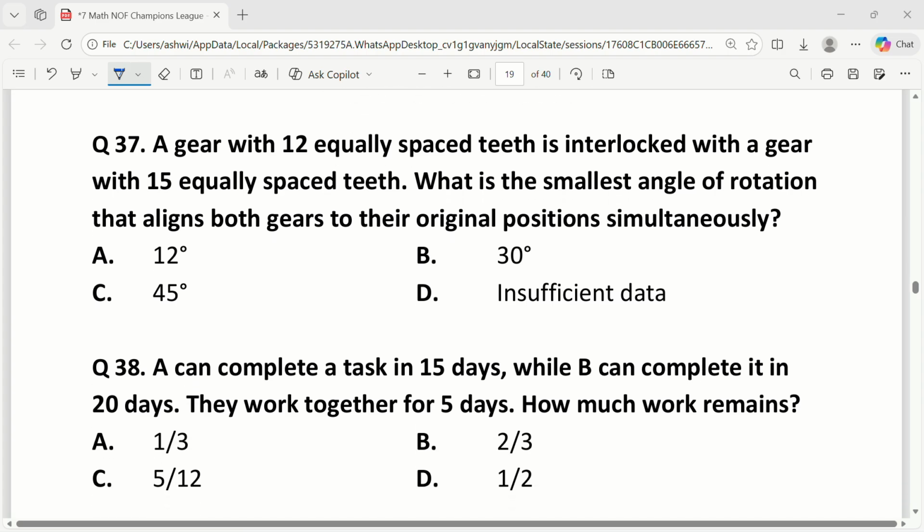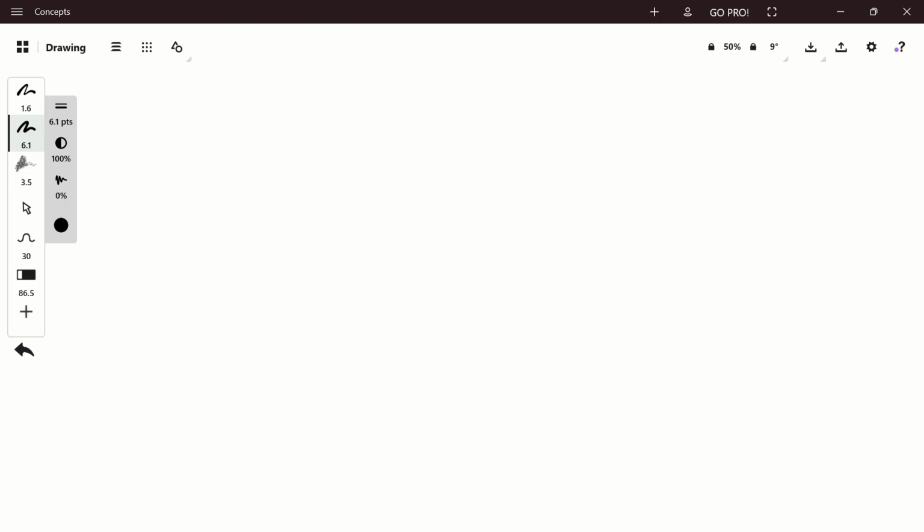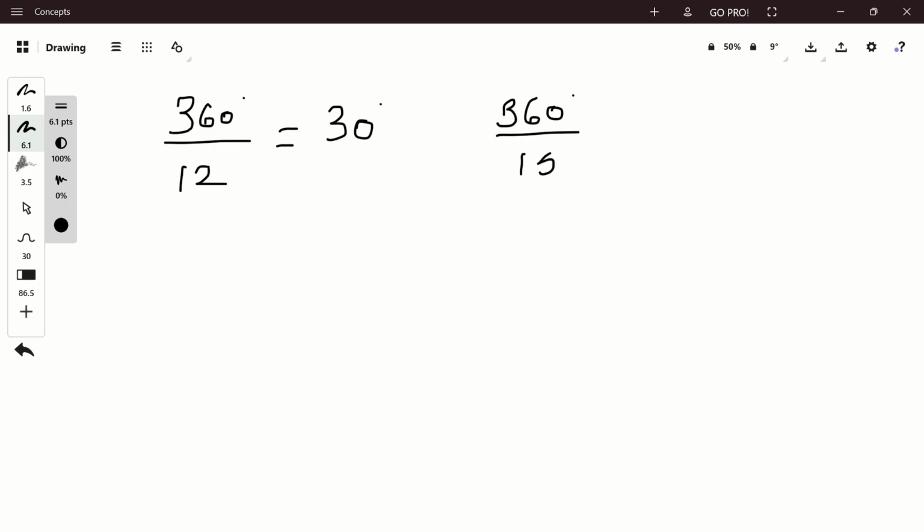Question 37. A gear with 12 equally spaced teeth is interlocked with a gear with 15 equally spaced teeth. What is the largest angle of rotation that aligns both gears to their original positions simultaneously? The angle for each tooth on the first gear is 360 degrees upon 12, which is equal to 30 degrees. And for the second gear, it is 360 degrees upon 15, which is equal to 24 degrees.